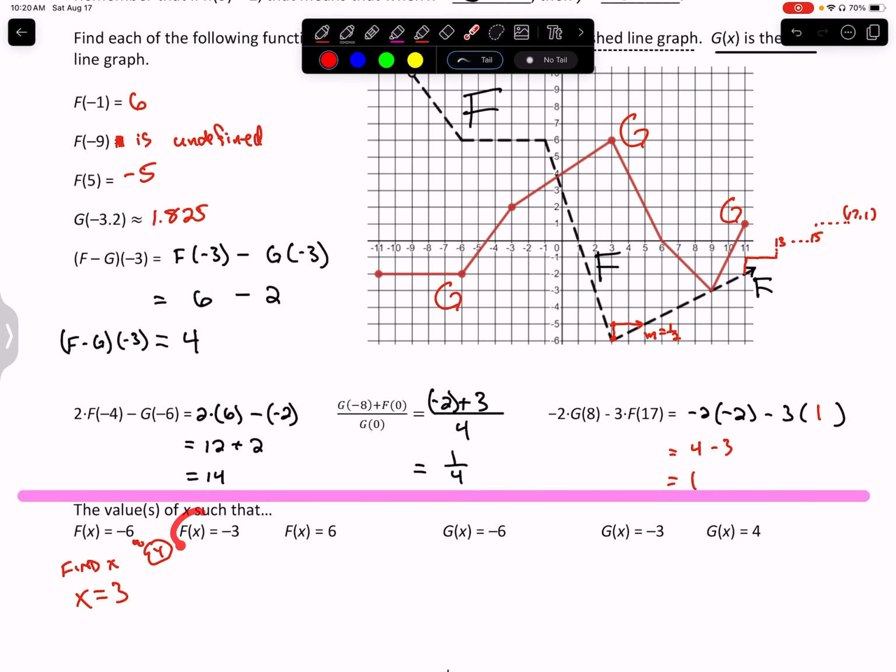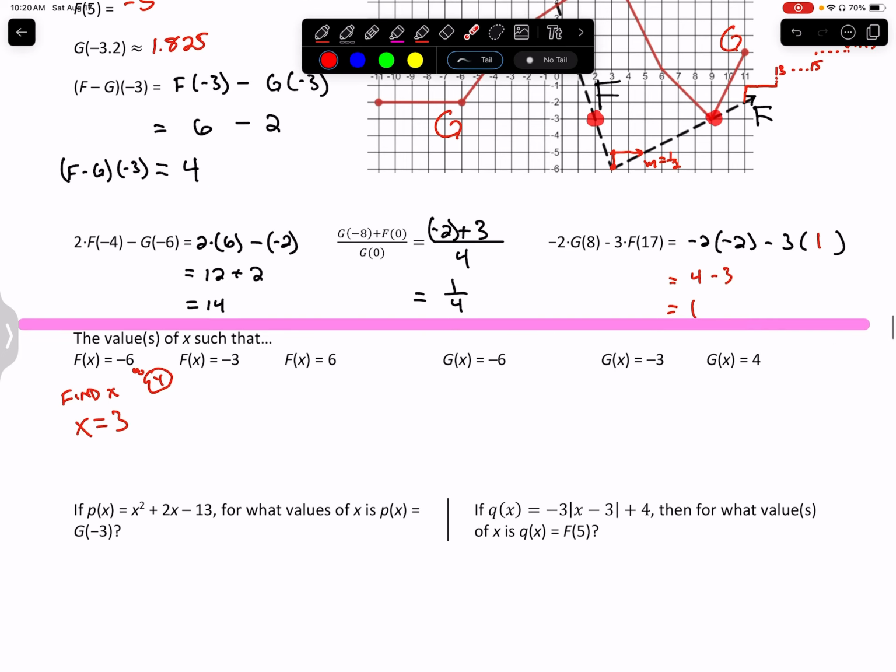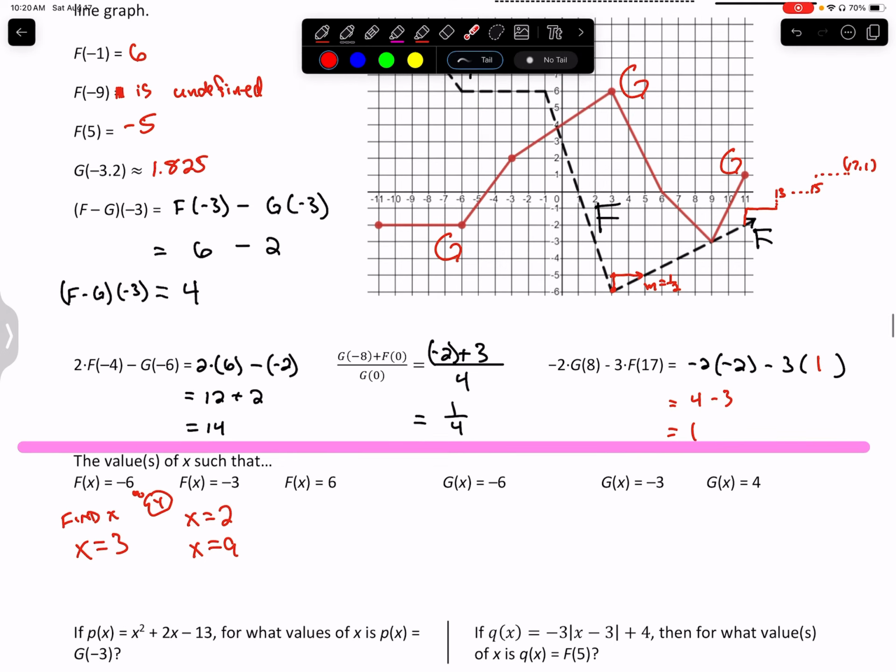Not so bad once you understand what it's asking. This next one, what's the x value when y is negative 3 for graph f? Negative 3, if I draw a horizontal line through y equals negative 3, touches f twice. Touches it here when x is 2, touches it here when x is 9. So I'm simply going to say x equals 2, x equals 9. Got both of them. Next one, a little bit different.